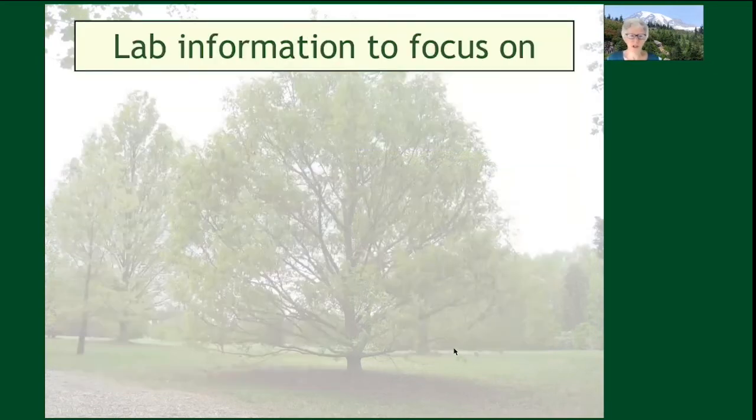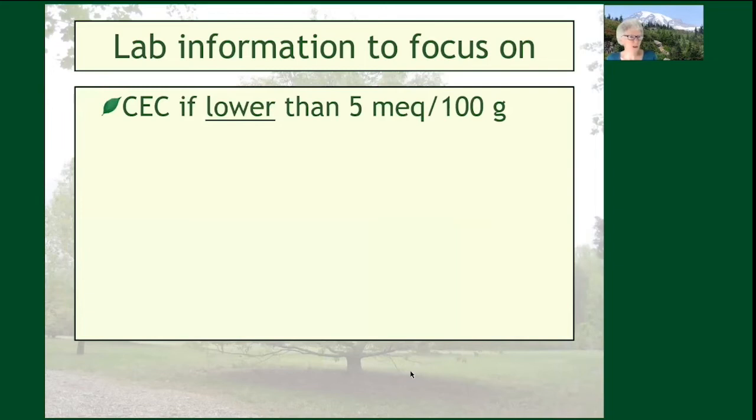So the lab information that we're going to focus on to continue is things like the cation exchange capacity. And this is only important to look at if it's lower than about 5 milliequivalents per 100 grams. What that means is your soil is not hanging on to nutrients, and so you're going to have nutrient leaching. This is typical for low organic soils. It's typical for sandy soils. And so this is where you're going to want to take some action if it is low.